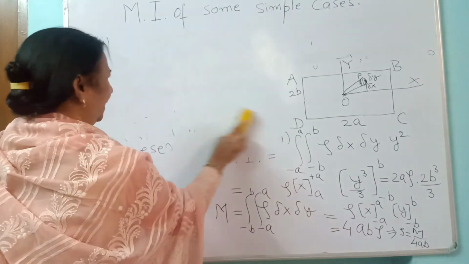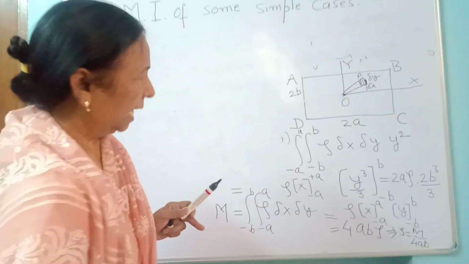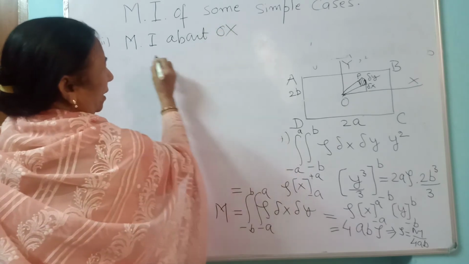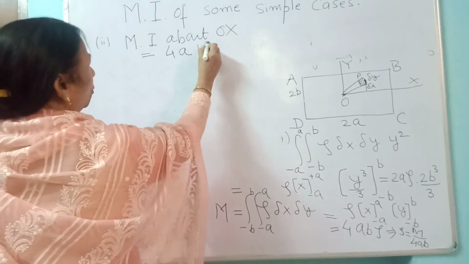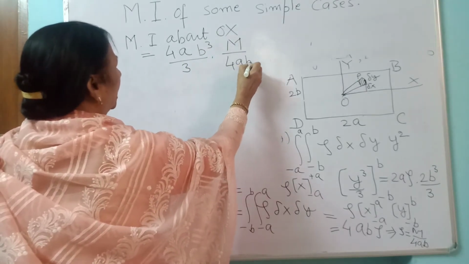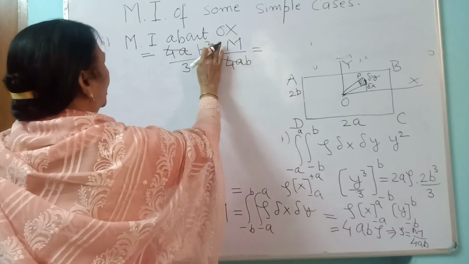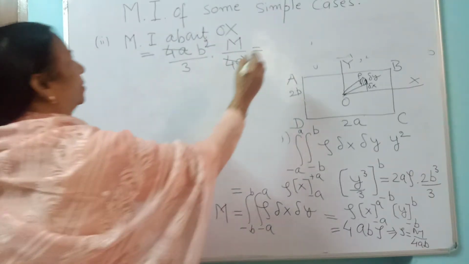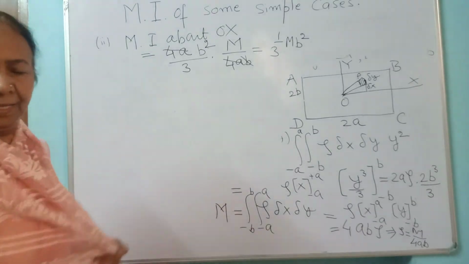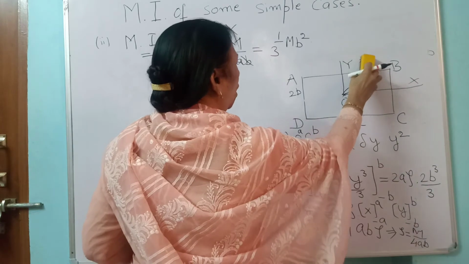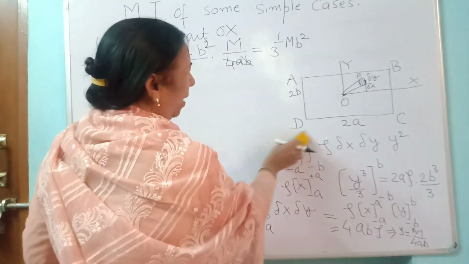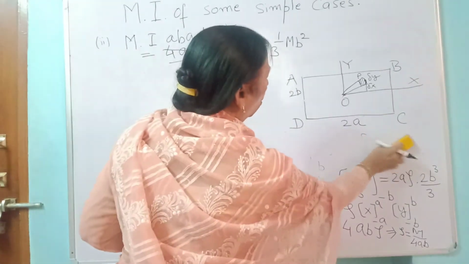So the result we got will be the moment of inertia about OX. It will be 4ab cube by 3 into rho, that is M divided by 4ab. So it is 1/3 of Mb square. That is the result. That is the moment of inertia of a rectangular plate whose length is 2a, whose breadth is 2b, about an axis which is passing through OX.